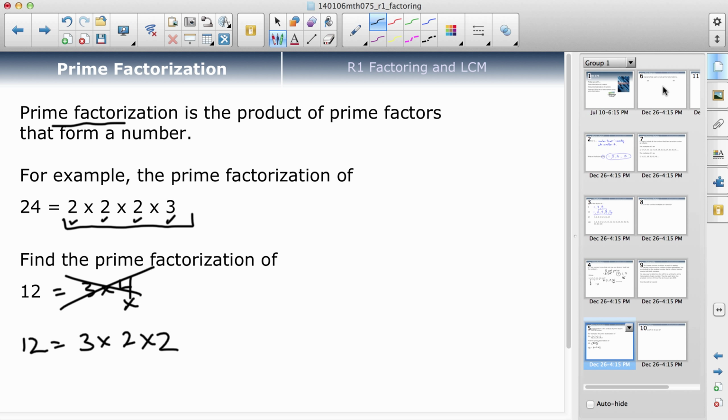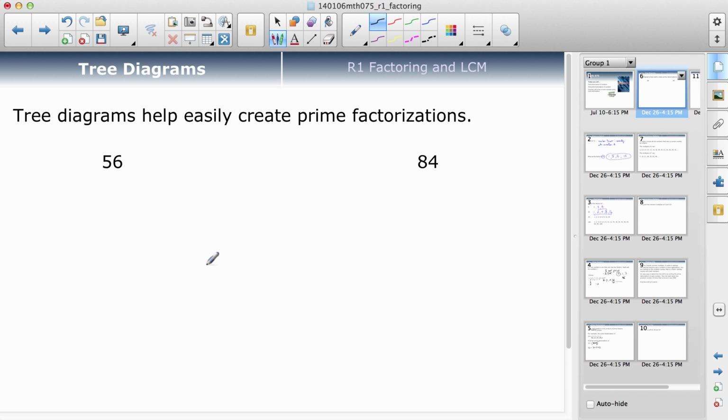Here's a couple for you to try. Pause the video if you want, and see if you can determine the prime factorization of these two numbers. Then press play and I'll show you how I do it.